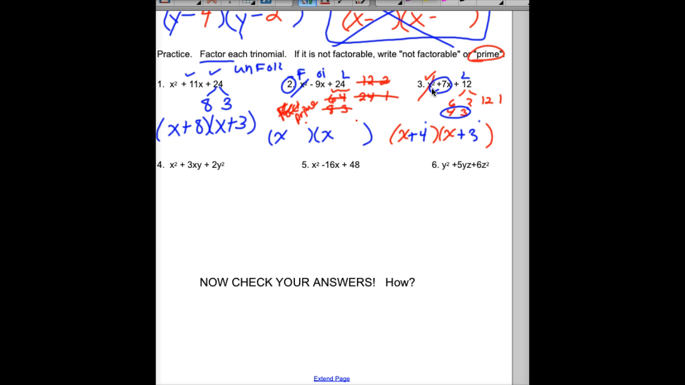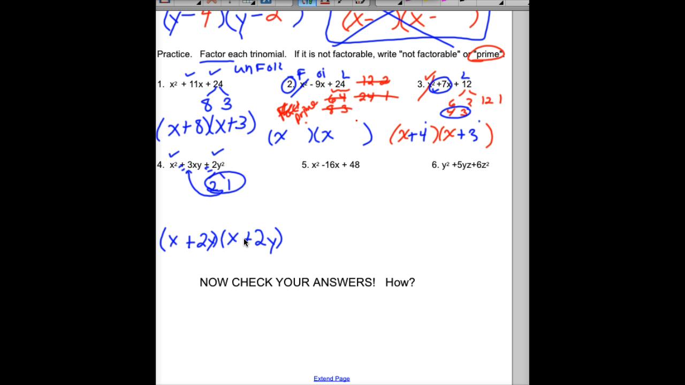Let's try another one. How can I start this one? I can start it in x and x. How can I end this one? Well, for sure they have to have y's on them because of the y squared there. And the only way I can get a 2 is to do 2 and 1. Question is, do these add up to 3? And the answer is yes. All right, how about signs? Everything's positive, so I do a plus.